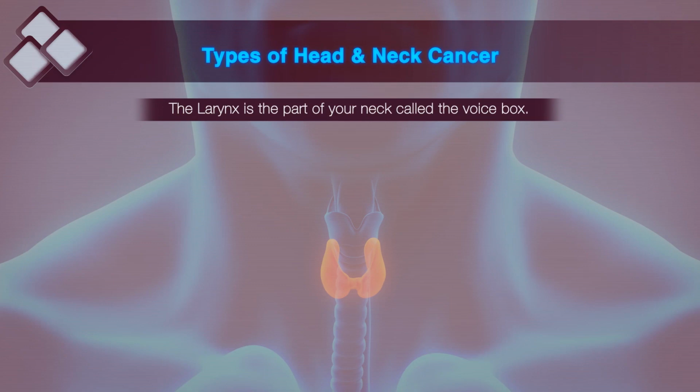The larynx is the part of your neck called the voice box. It is made up of your vocal cords and epiglottis, a small piece of tissue that covers the larynx to keep food out of your airways. Cancer in this part of your body is called laryngeal cancer.